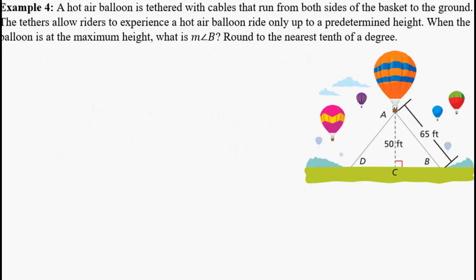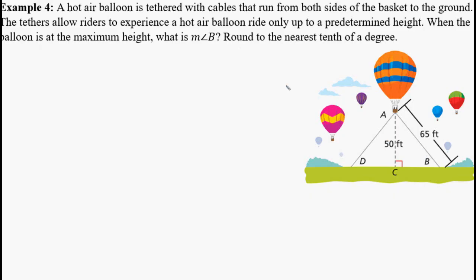Ooh, now we got one with a pretty picture. A hot air balloon is tethered with cables that run from both sides of the basket to the ground. The tethers allow riders to experience a hot air balloon ride only up to a predetermined height. When the balloon is at max height, what is the measure of angle B?